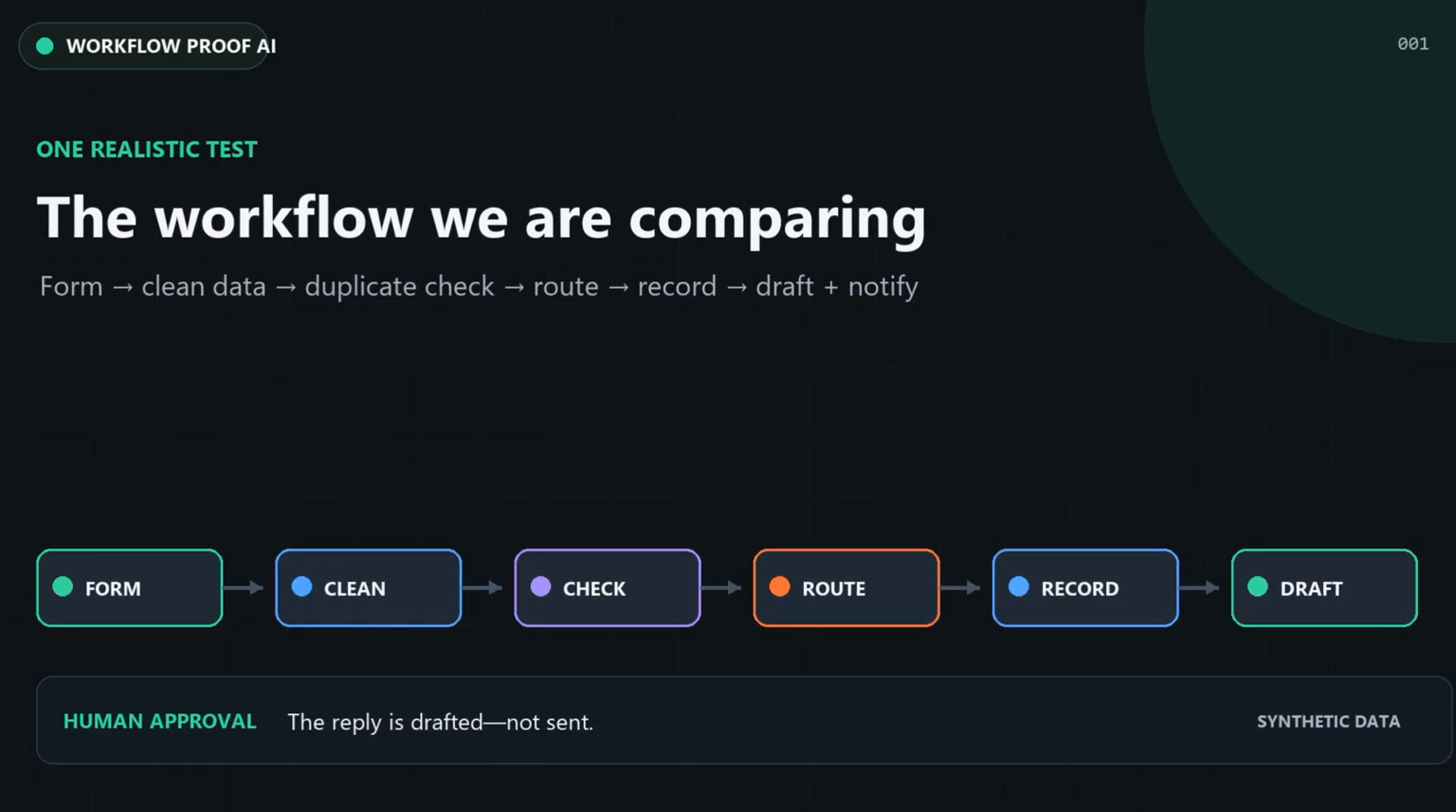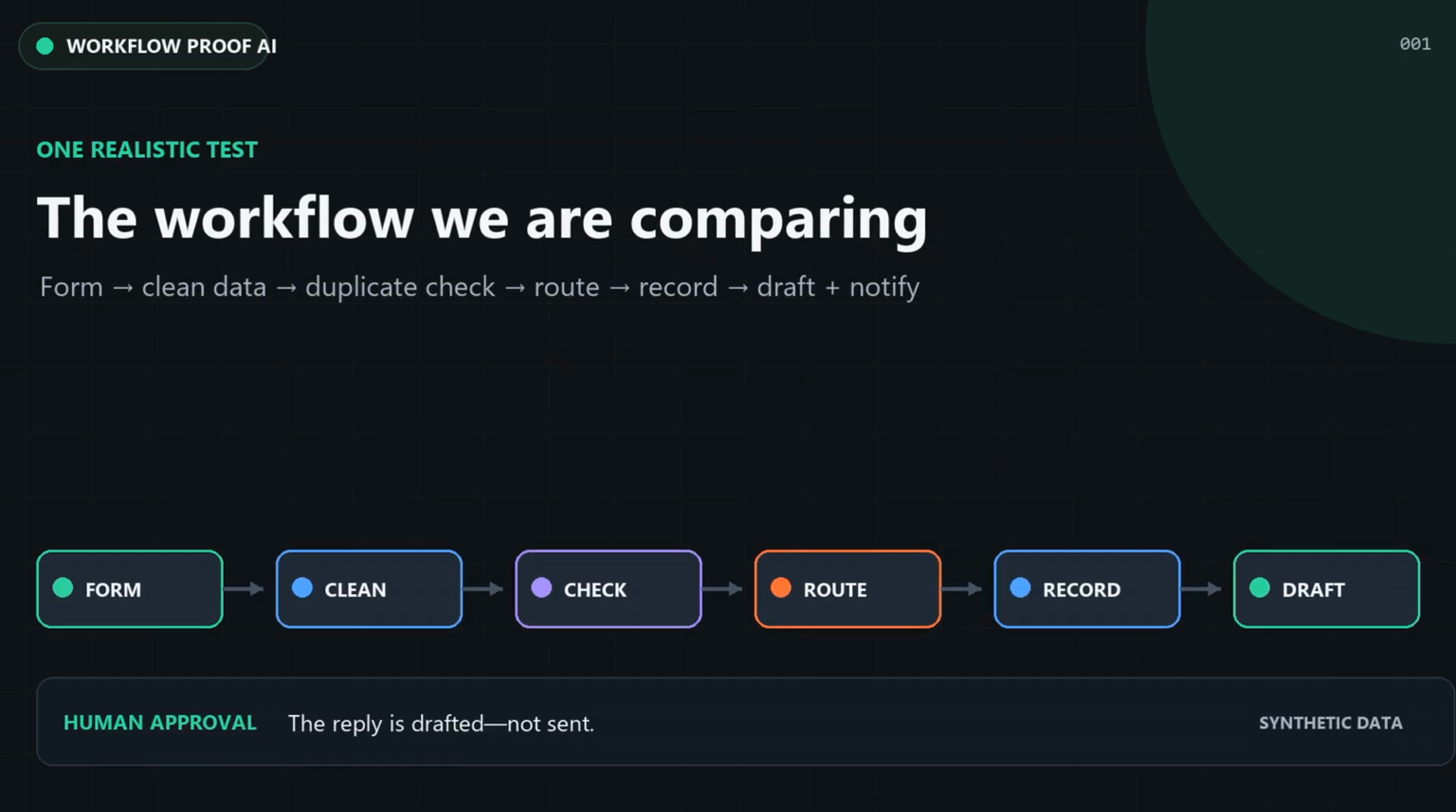Finally, it prepares a personalized email draft. Notice the word draft. A person still reviews the message before anything is sent. This is more useful than a one-trigger, one-action demo because it includes the parts real businesses eventually need: data cleanup, duplicate protection, branching, and human approval.